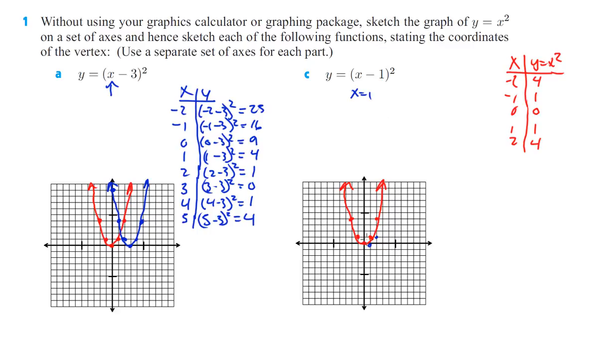So now all these points here are all moving over to the right 1. So this whole graph is shifted over. The whole graph is now shifted over to the right 1. Okay?